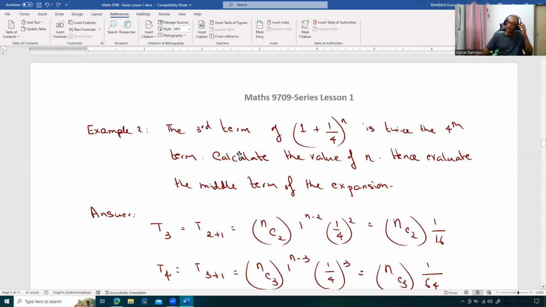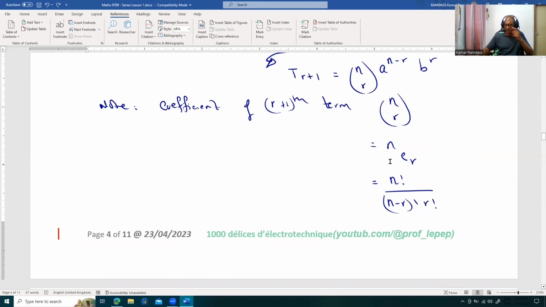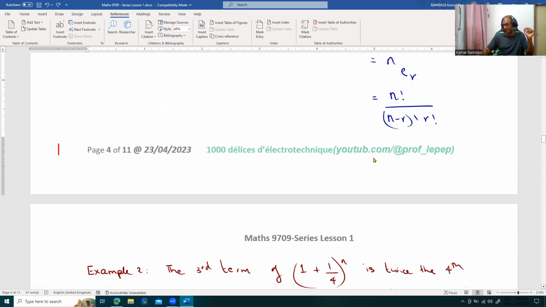An example: the third term of the expression (1 + 1/4)^n. You mentioned wanting to understand what factorial notation is, what a combination is, what nCr is. You can go to a maths lesson where it is explained a bit more from the basics. I invite you to get that lesson so that you can understand.